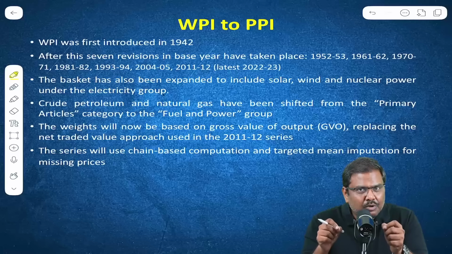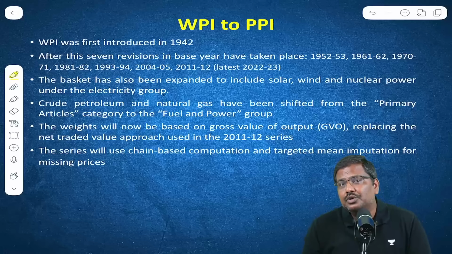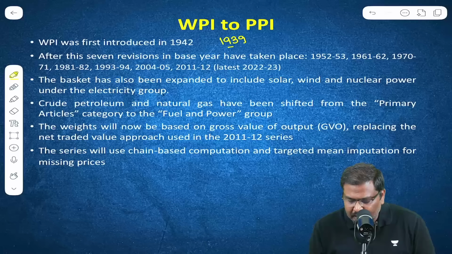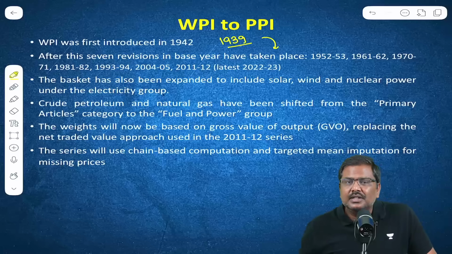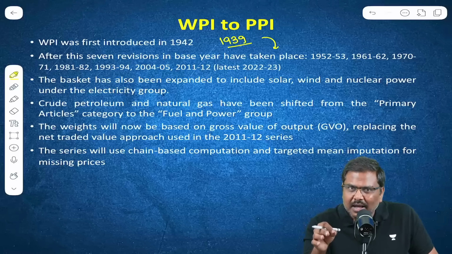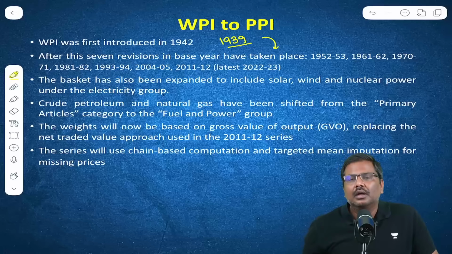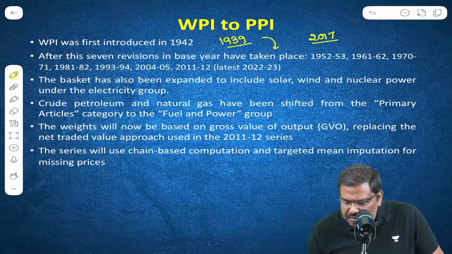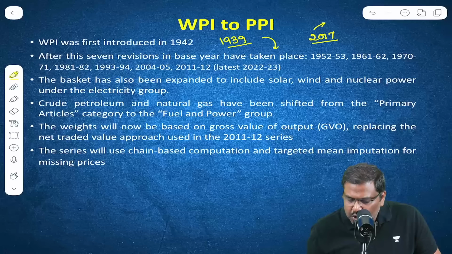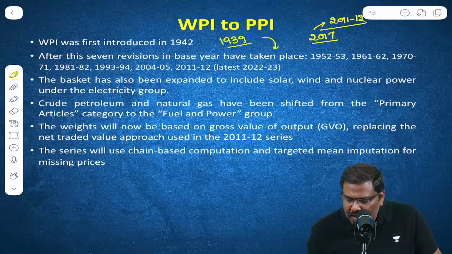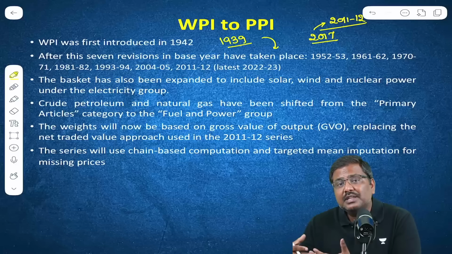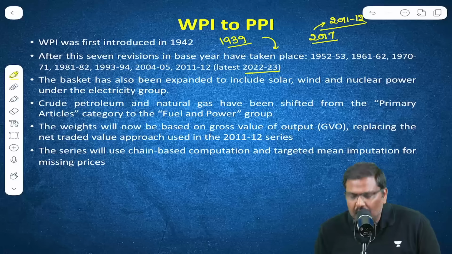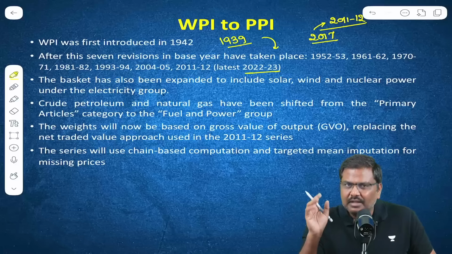For the first time, the WPI was introduced back in the year 1942 with the base year of 1939. And this particular base year has been revised several times after this. To be precise, if you exclude yesterday's change in the base year, earlier 7 times the base year has been revised by the government. The last time the base year was revised was back in 2017 when the government chose the years 11 and 12 as the base year. And yesterday the government announced that this base year will be replaced with a new base year, that will be 2022 and 2023.